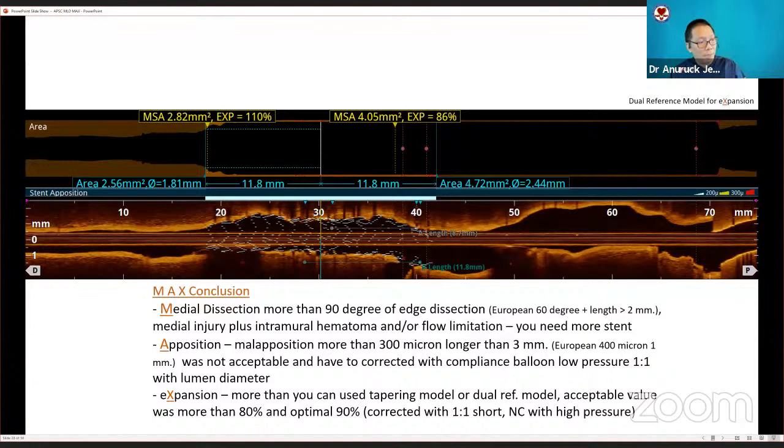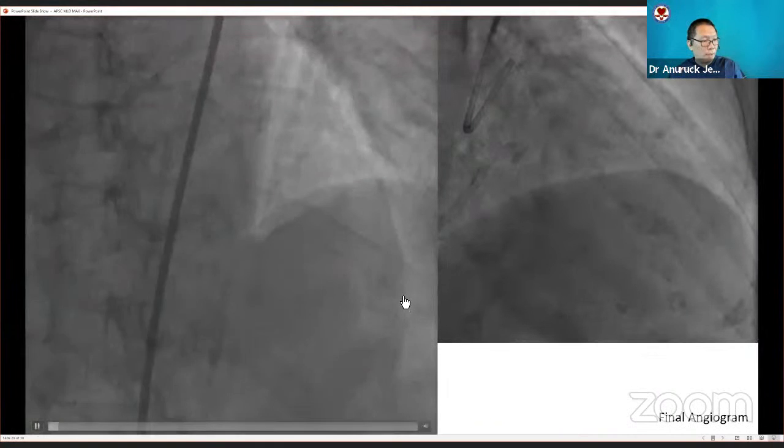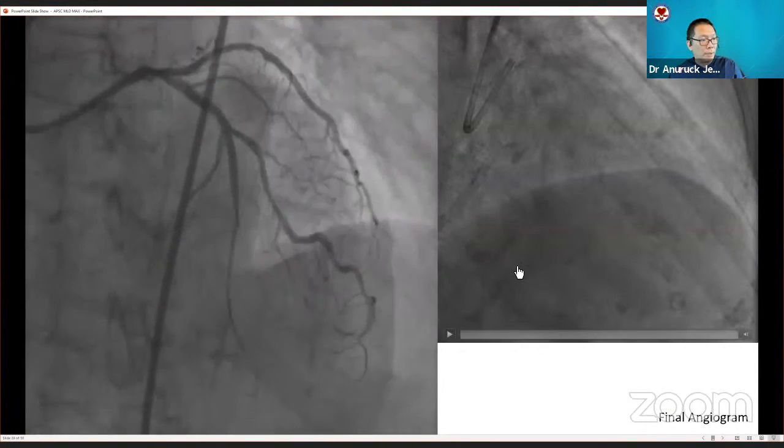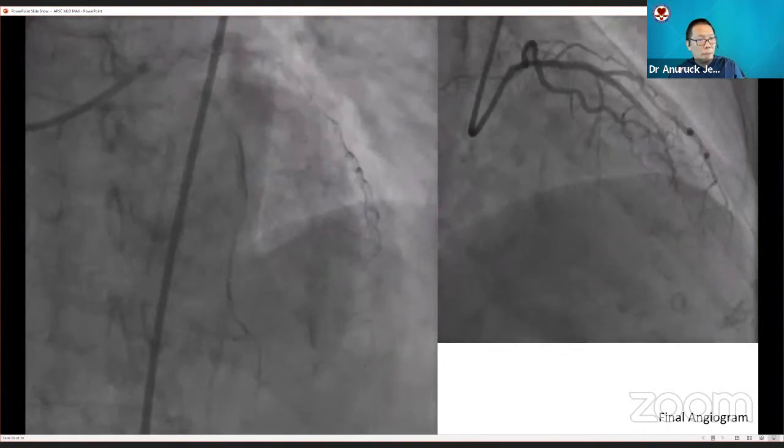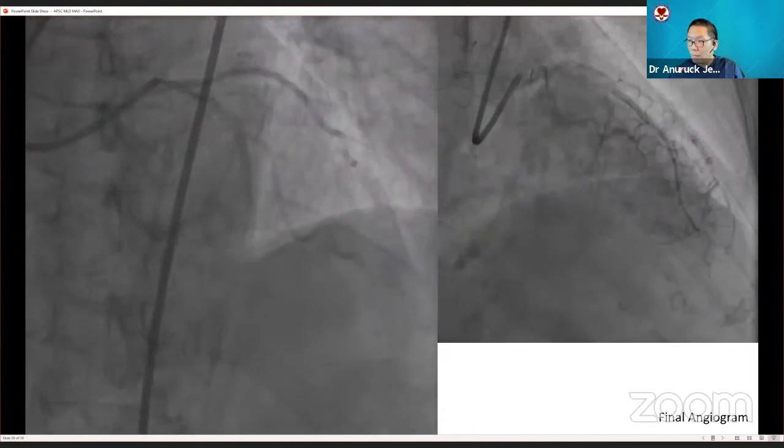If you have malapposition of more than 300 microns and longer than 3 millimeters, you have to do post-dilatation with a compliant balloon 1:1 at nominal pressure. If you have stent underexpansion, like less than 80%, you have to correct it with an NC balloon at high pressure. So this is the final angiogram of this case. I think it's nice. So thank you very much for your attention.